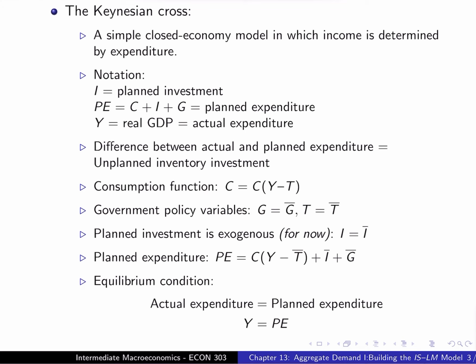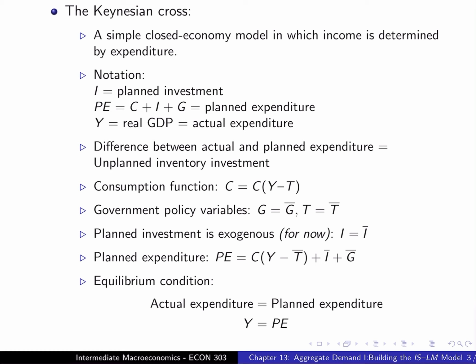Here we examine the Keynesian cross, which is a basic model that helps us understand how income or output is determined in a closed economy. In a closed economy, total income is determined by total spending. This is known as the expenditure approach to output determination. Let's define notation and definitions.